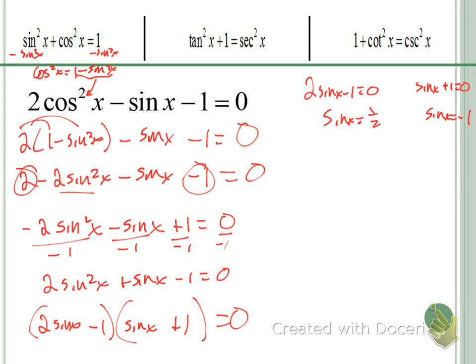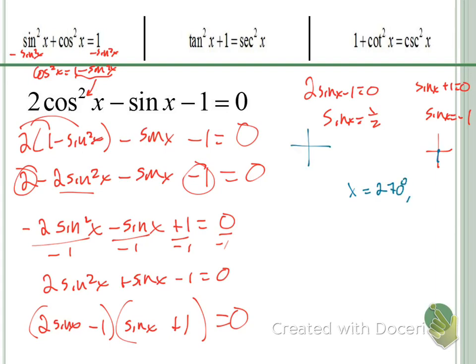And we start thinking about angles that are going to make this happen. So sine of x equals negative 1 is a little bit easier. Where on the unit circle is sine negative 1? That answer is down here. So x is going to be 270.